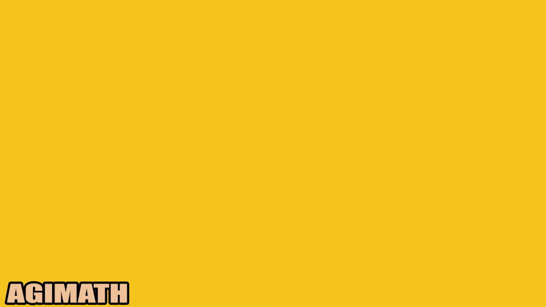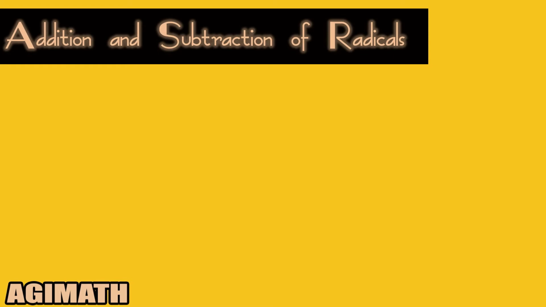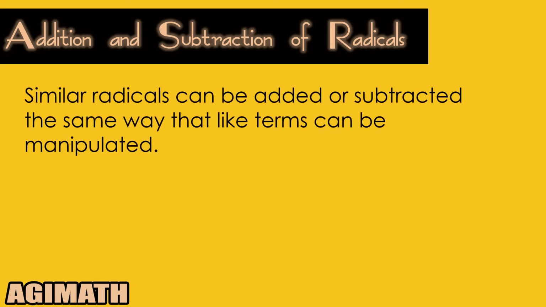Now that we already discussed what similar radicals are, we are ready to perform the first two operations, addition and subtraction of radicals. In doing addition and subtraction, it just follows the same idea. That's why we just combine them. Similar radicals can be added or subtracted the same way that like terms can be manipulated.